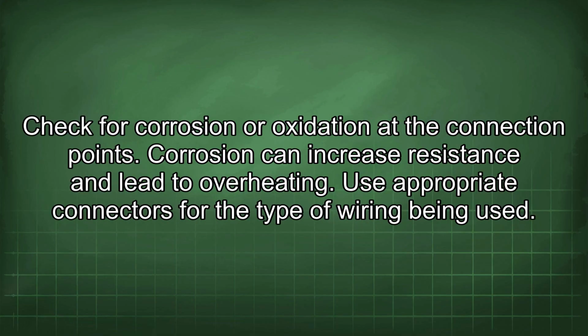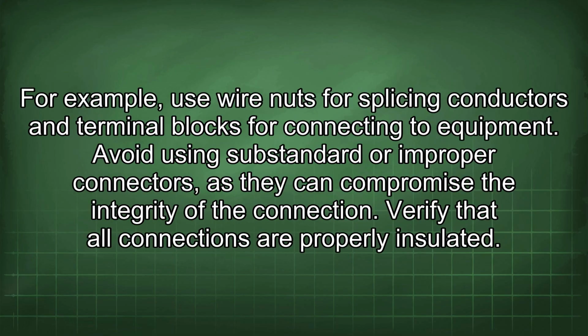Check for corrosion or oxidation at the connection points. Corrosion can increase resistance and lead to overheating. Use appropriate connectors for the type of wiring being used. For example, use wire nuts for splicing conductors and terminal blocks for connecting to equipment. Avoid using substandard or improper connectors, as they can compromise the integrity of the connection.